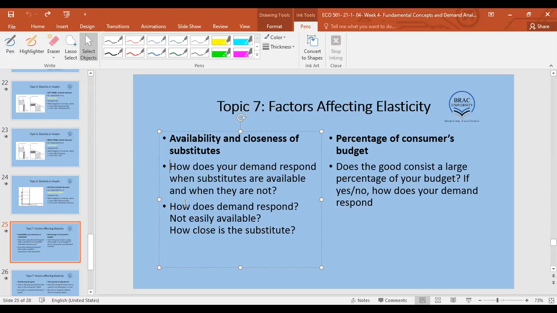Second argument is, how big is the commodity in your total budget? When we go to a superstore and come to the cash counter to pay, don't you see that in every superstore there are lots of small items at the cash counter, like batteries, chewing gum? Have you noticed? Yes, sir. Why don't they sell meat? Why don't they sell a nice fish at the checkout?